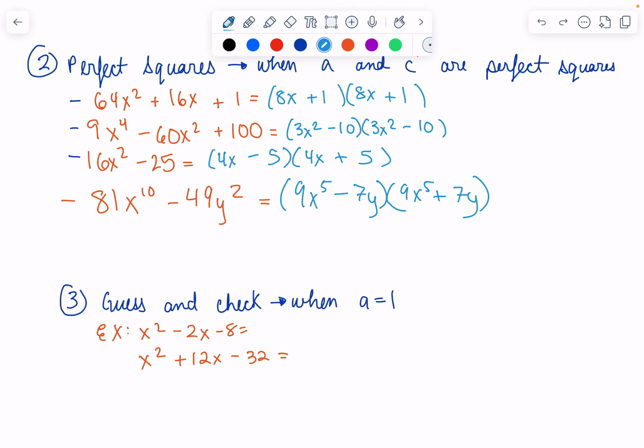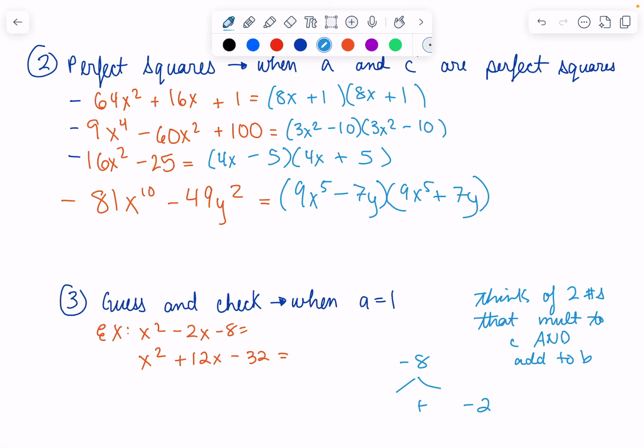And here's the idea. You want to think of two numbers that multiply to c and at the same time add to b. That's the idea. So if you know how to multiply and add, you know how to factor. So what are two numbers that multiply to negative 8 and add to negative 2? Negative 4 and positive 2.